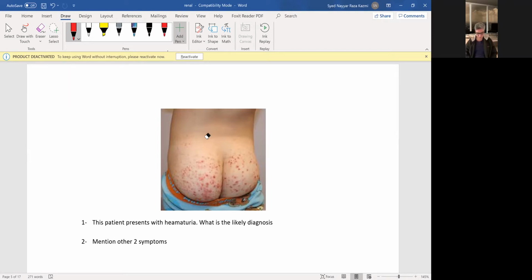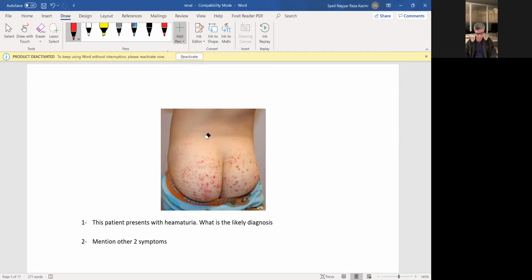We call it palpable purpura, and the condition is known as HSP, Henoch-Schonlein purpura. Mention two other symptoms. This is actually associated with arthritis, so you've got joint pains. The child has got abdominal pain as well, and there is a palpable purpura because this is basically vasculitis. So it is raised, and you can feel it with your hands if you try to rub onto the rash.